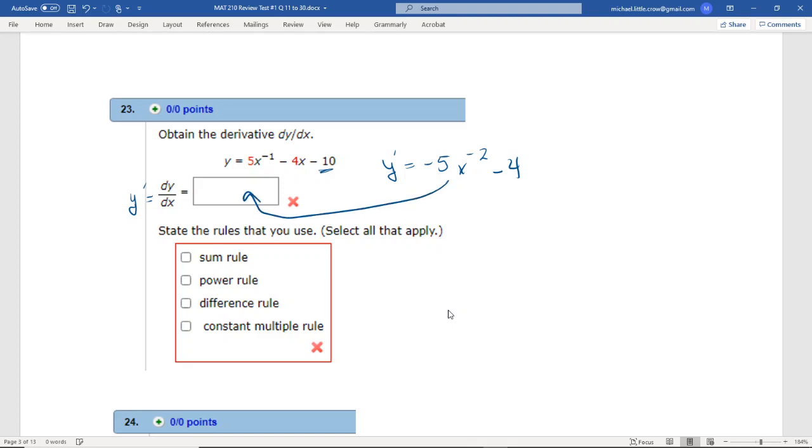There it is. Okay. State the rules that you used. Well, what did we use? We certainly used the power rule, because we used exponents, power rule. We did not add anything, so we have not used the sum rule. We did use the difference rule, and we also used a constant multiple rule here, because we multiplied by 5 and 4.